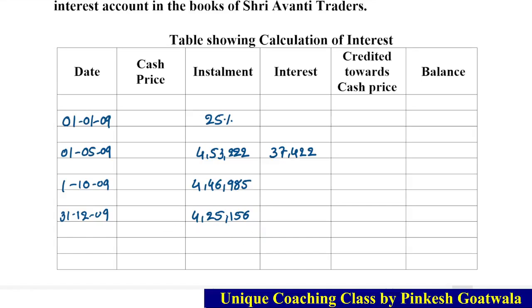Here we have one amount of interest. So can we complete that calculation? Yes, let's complete that. We know that it will be less from this, so we get this amount. 4,53,222 minus 37,422, so here we get 4,15,800. Okay, we get this amount of payment. Now next what? Next nothing. We can't do anything right now.